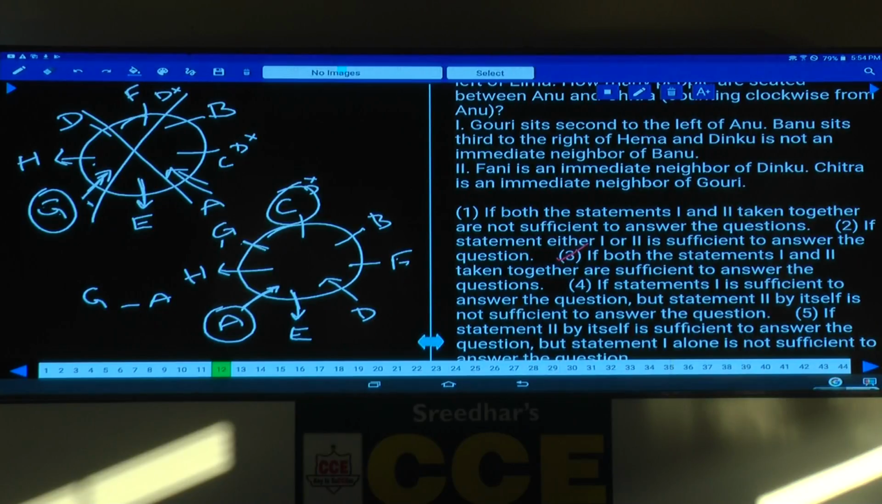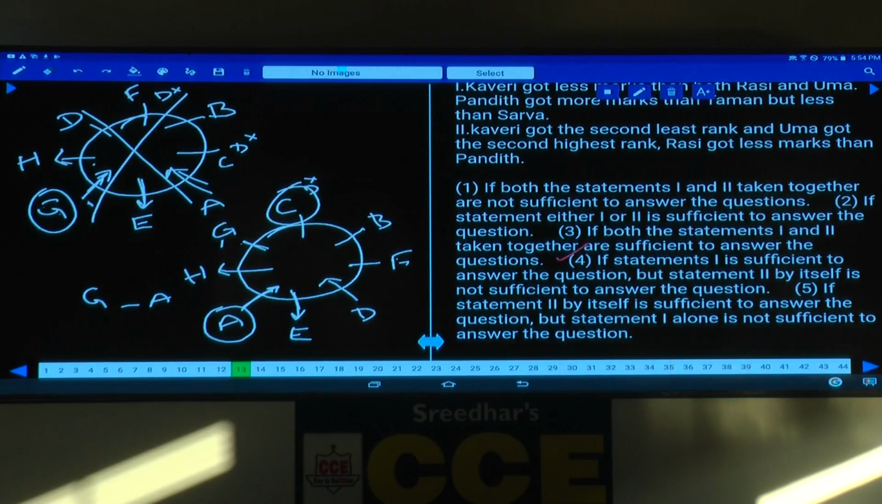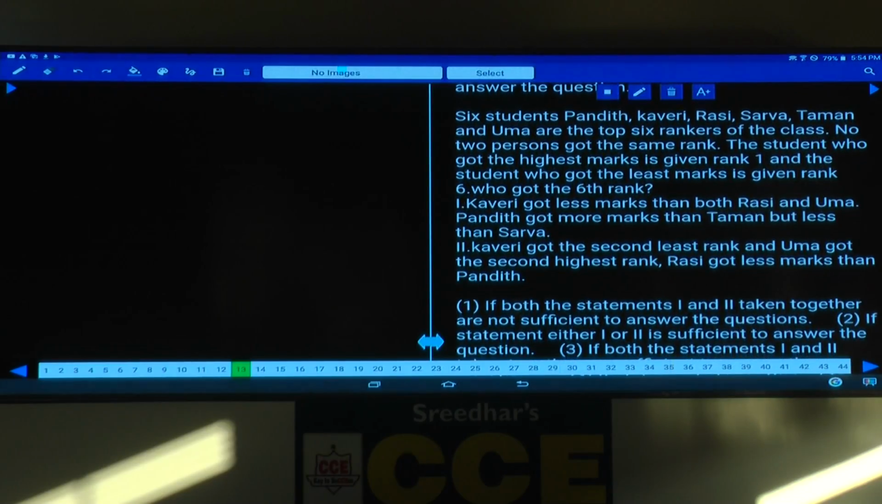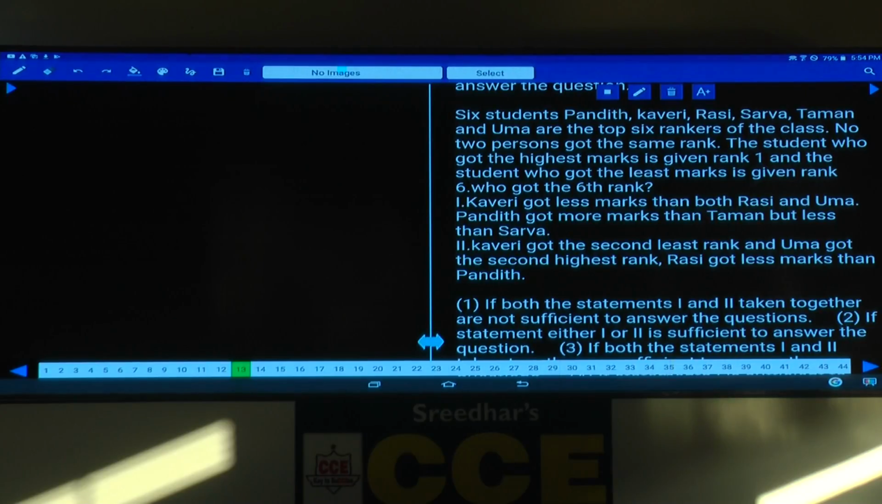Then after question number 12, question number 13. Six students P, K, R, S, T, and U are the top 6 rankers of a class. No 2 persons got the same rank. The student who got the highest marks is given 1 and so on. Hence, in total, how many ranks? 1, 2, 3, 4, 5, and 6. The student who got the highest marks is given first and the least one got the 6th rank.